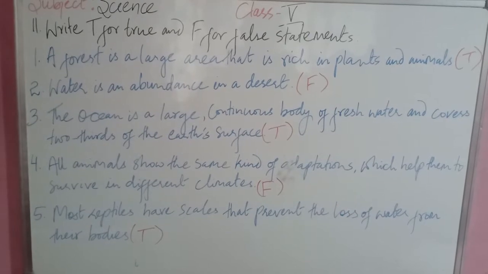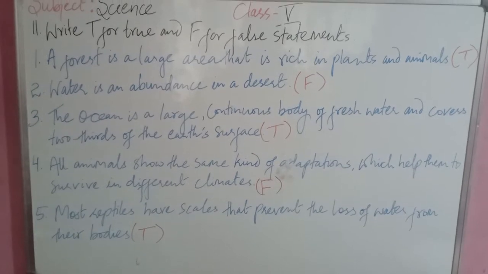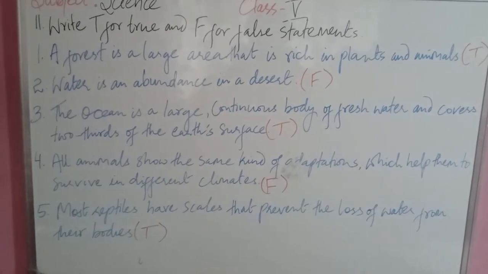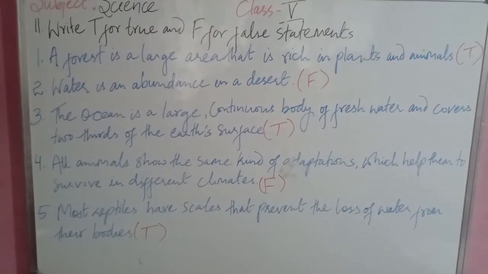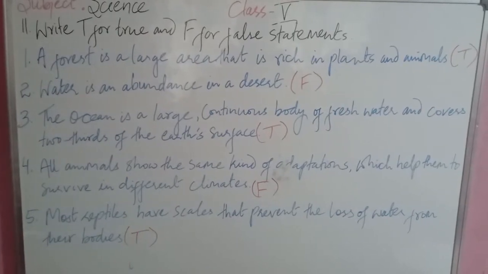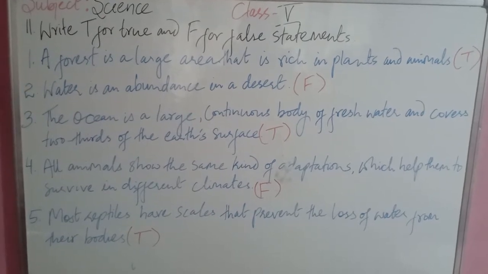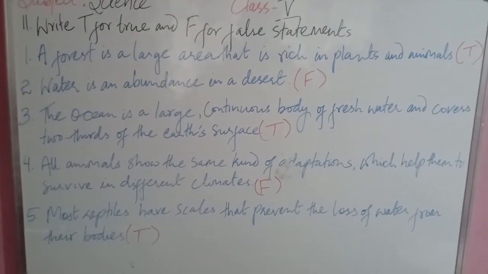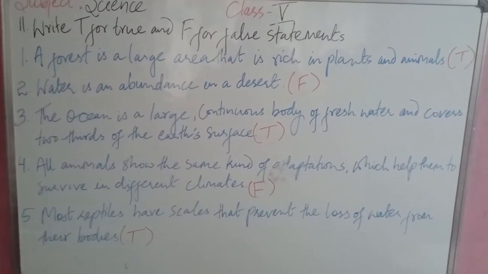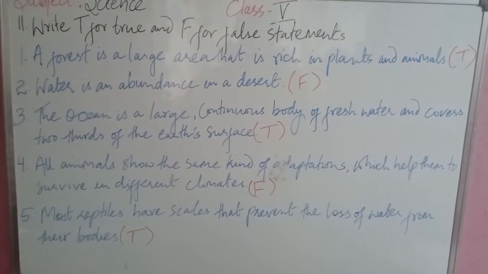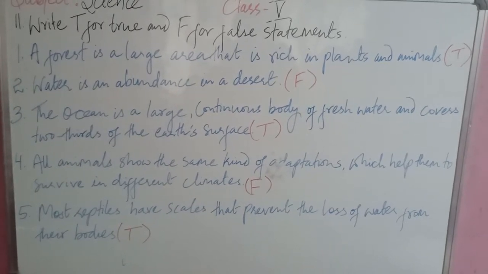Question 2, water is in abundance in a desert. It is a false statement. Then we have question 3, ocean is a large continuous body of fresh water and covers 2/3 of the earth's surface, which is also a true statement. Question 4, all animals show the same kind of adaptation which helps them to survive in different climates. It is a false statement. Then we have question 5. Most reptiles have scales that prevent the loss of water from their bodies, which is also a true statement.